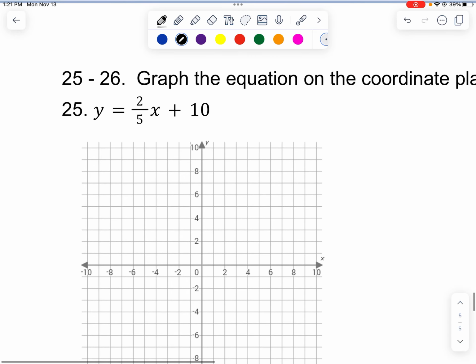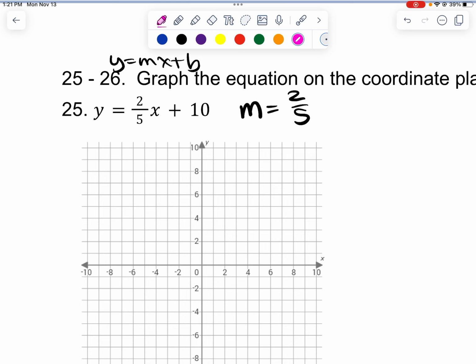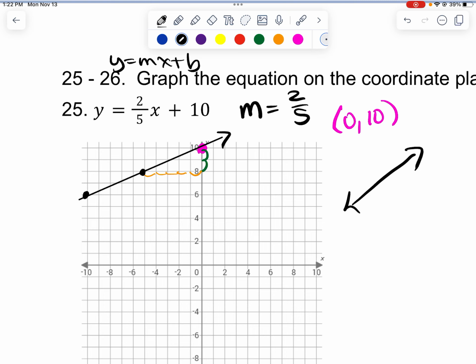Okay. My slope is 2/5 because it's y equals mx plus b. My y-intercept is 10. So I go to 10. This is a positive slope. Now, we are going to have to go down because I can't go up anywhere. So we are going to go down 2, but we're going to go to the left 5. 1, 2, 3, 4, 5. And put a point. Down 2 and over 5. When I do that, I get a line.